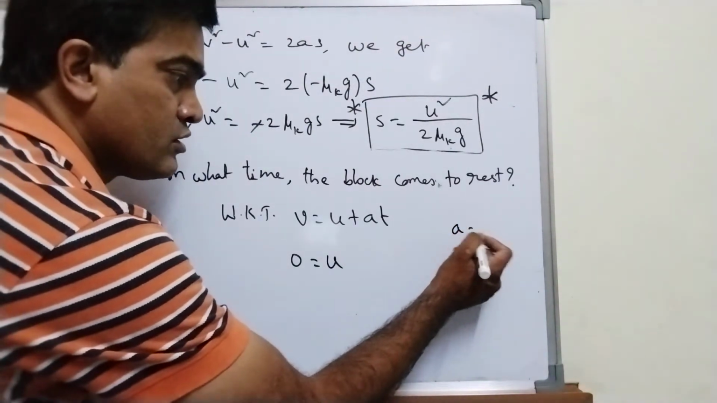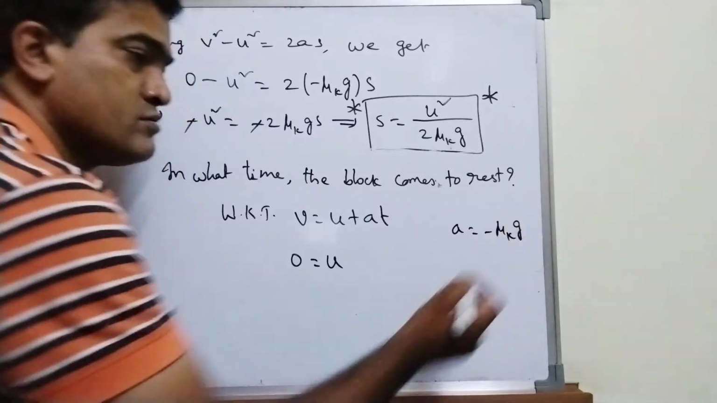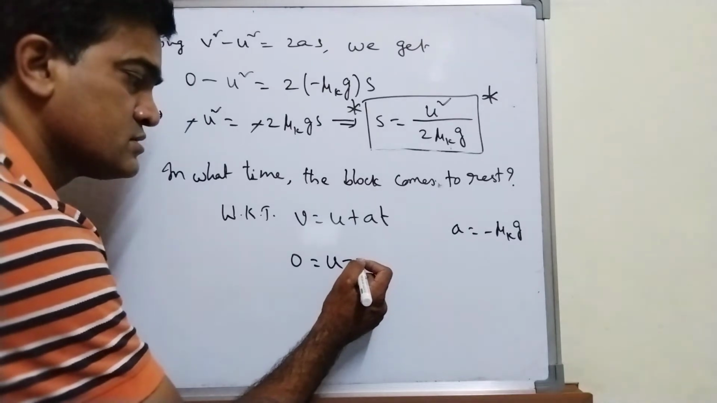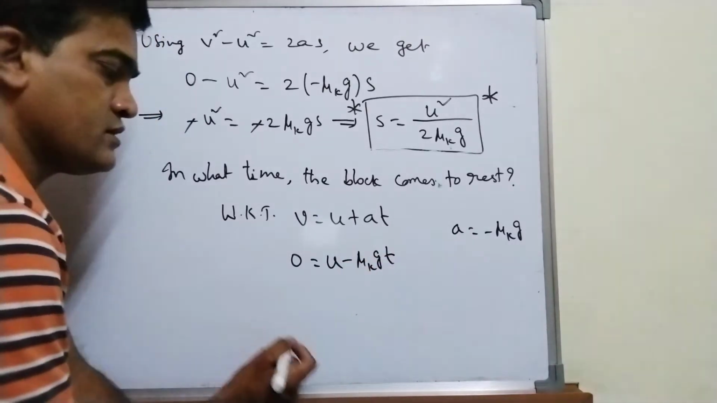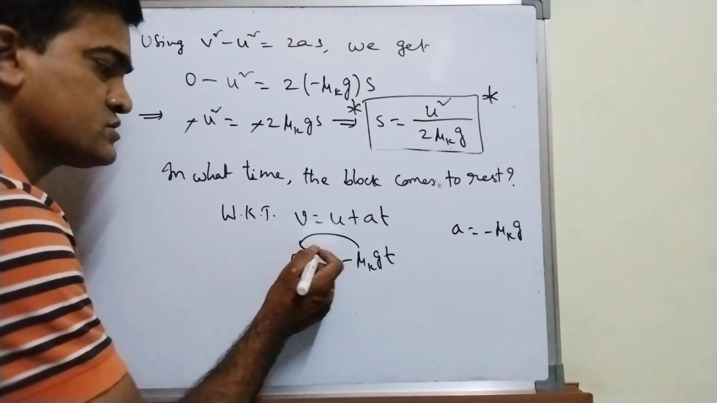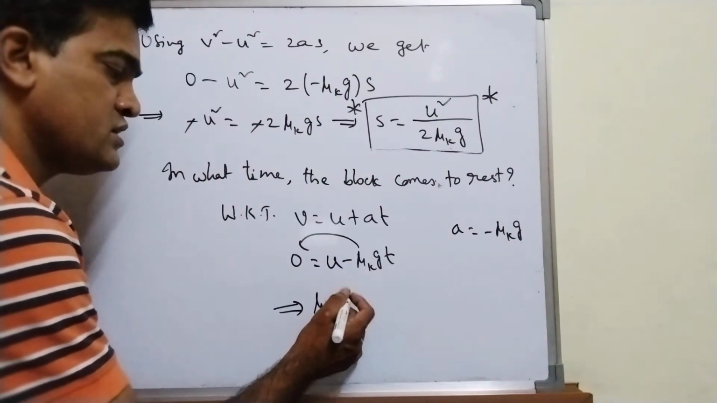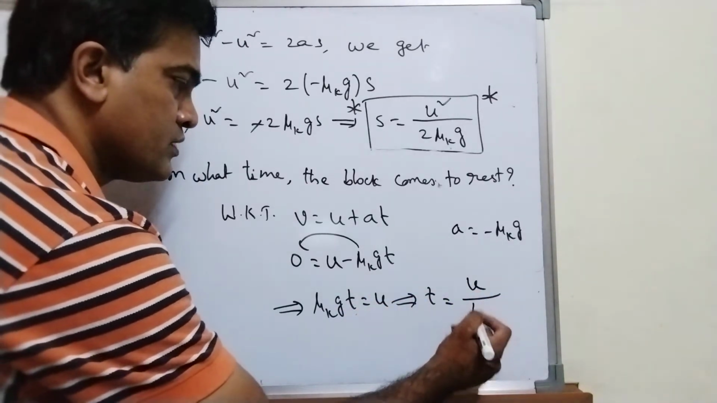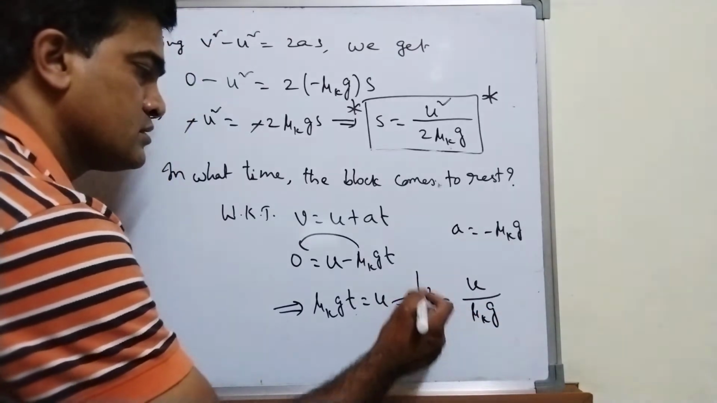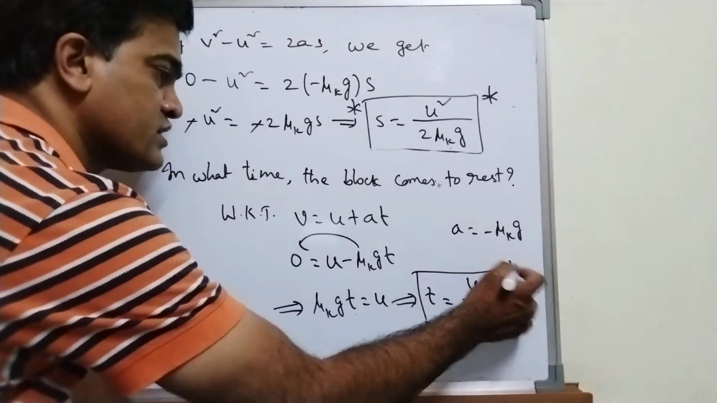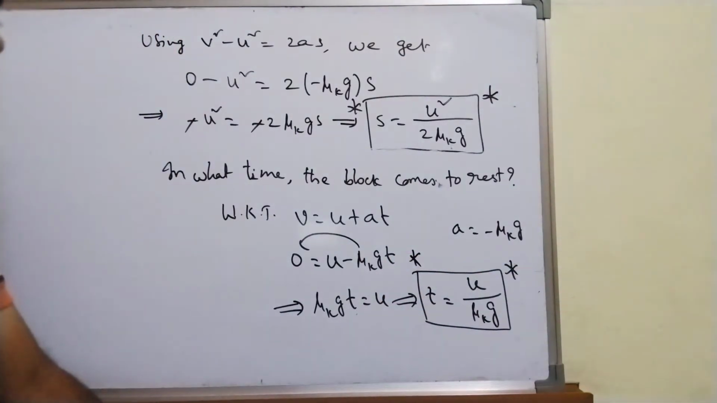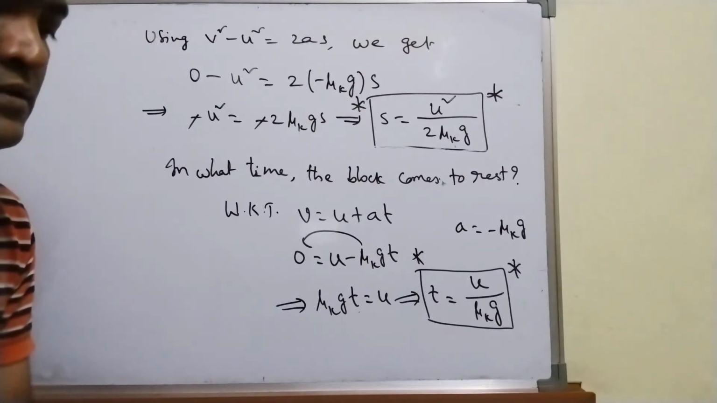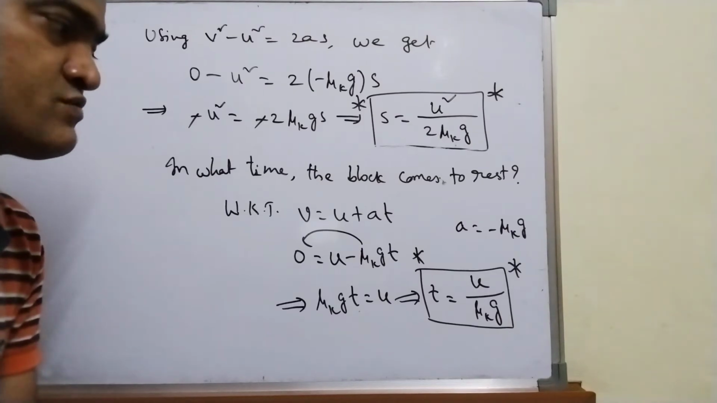A value I got as minus mu k into g. Remember, just now we have got the value of u. So u minus mu k into g into t. From this, if I bring this towards the left side, mu k g t is equal to u. From this, the value of t is equal to u by mu k into g. So in what time will the block come to rest? The answer is in a time of u by mu k into g, it will come to rest. Right? So try to remember these formulas.